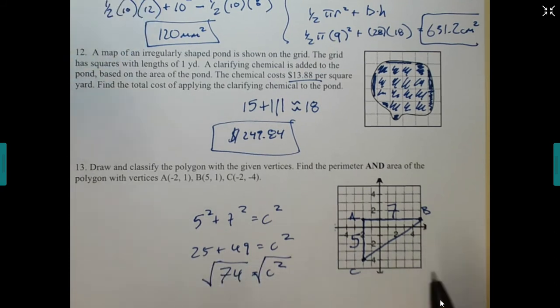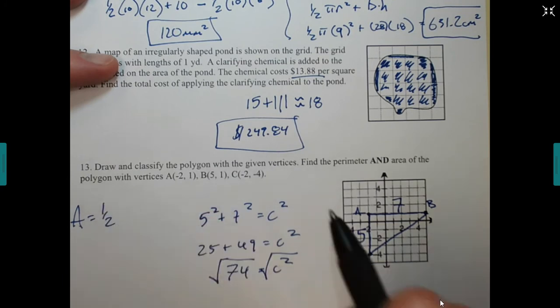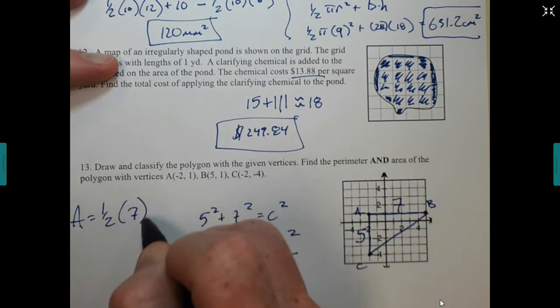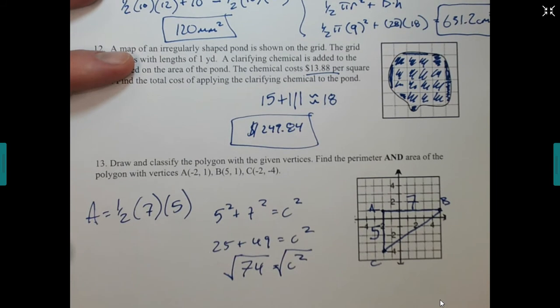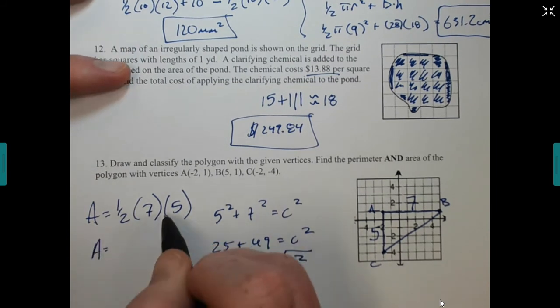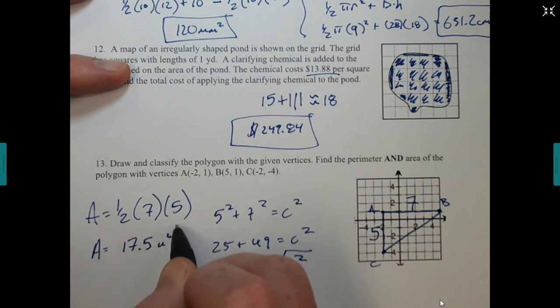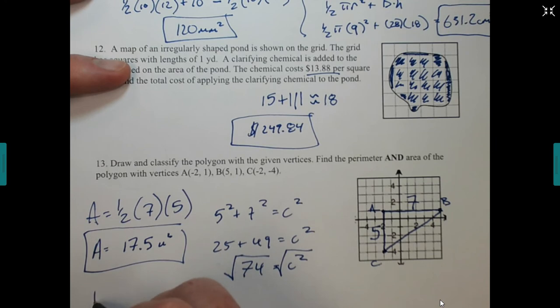Square root of 74 is that third side. So we want to find the perimeter and the area. The area is going to be easier because that's 1/2 of the base times the height. So 35, half of that is 17.5 units squared is the area.